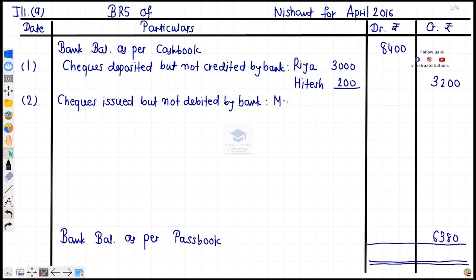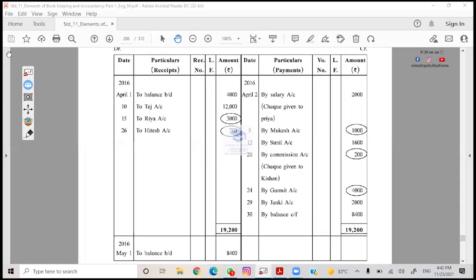Mukesh, 1,000. Then commission check given to Kishan, 200. Gurmeet, that is 5,200. Now we have gone through all the transactions of cash book.